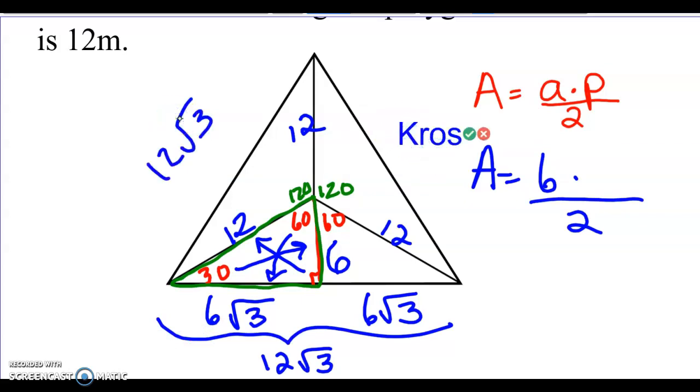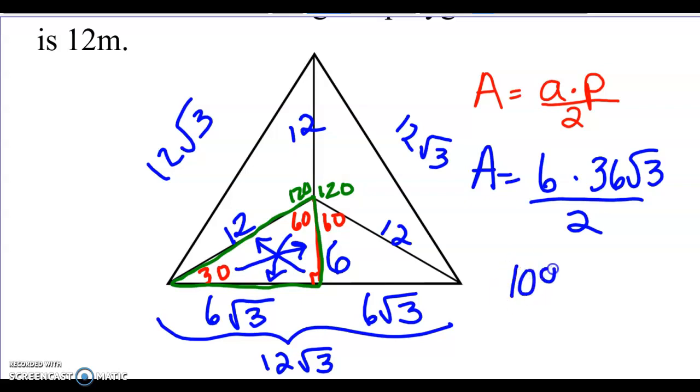Let's think of this as like 12x. If that was 12x, 12x, 12x, we'd have 36x. Well, we don't have x, we have square root 3, so it's going to be 36 square root 3. So 12 square root 3 plus 12 square root 3 plus 12 square root 3 is 36 square root 3. Now I type everything in my calculator except the square root 3. So 6 times 36 divided by 2 is 108 square root 3. You just attach the square root 3 at the end there, and that would be inches squared.